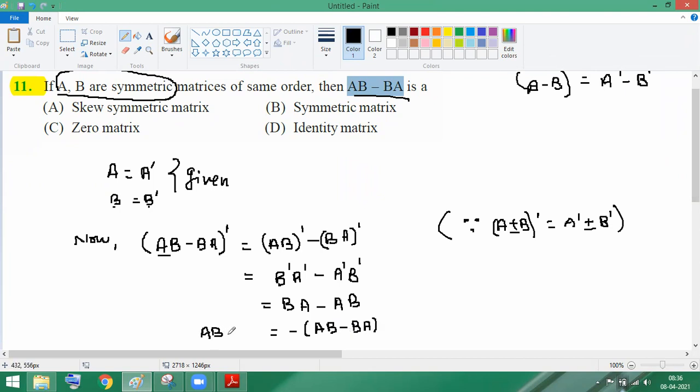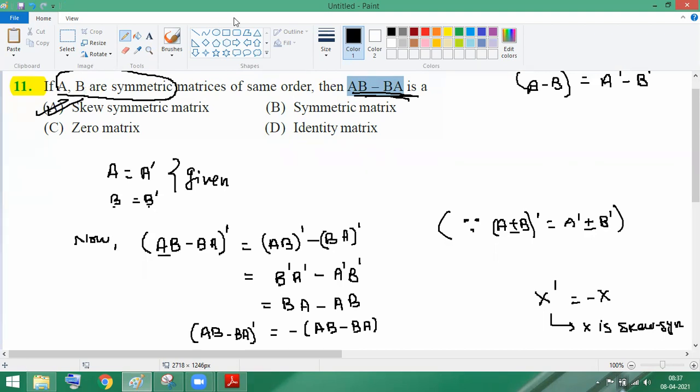So what you got here is that the transpose of AB minus BA equals minus of AB minus BA, meaning X transpose equals minus X. It means X is skew symmetric. If the transpose of AB minus BA is minus AB minus BA, then the type of this matrix is skew symmetric. So not symmetric, sorry, skew symmetric matrix. Clear with this?